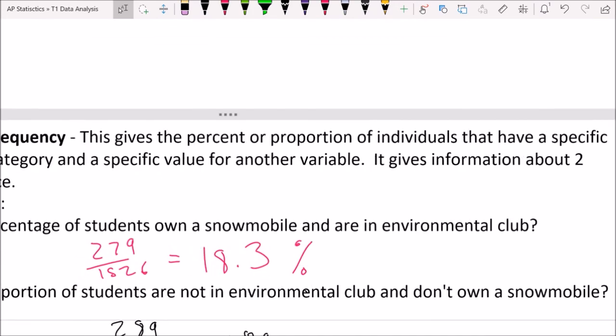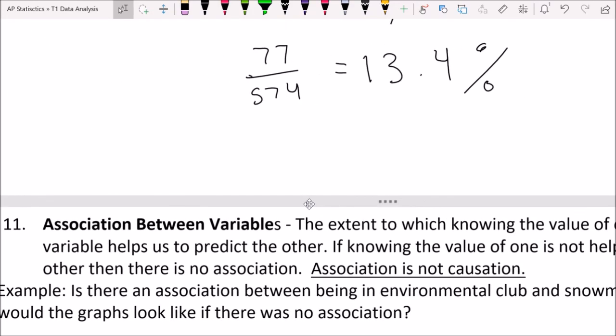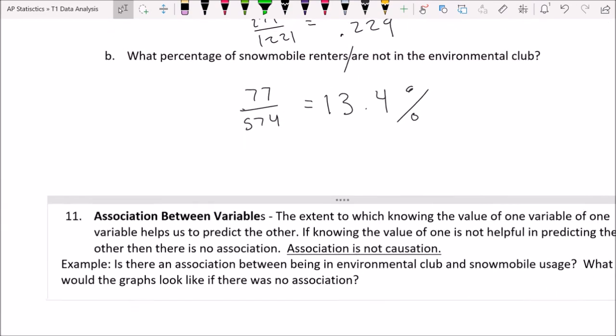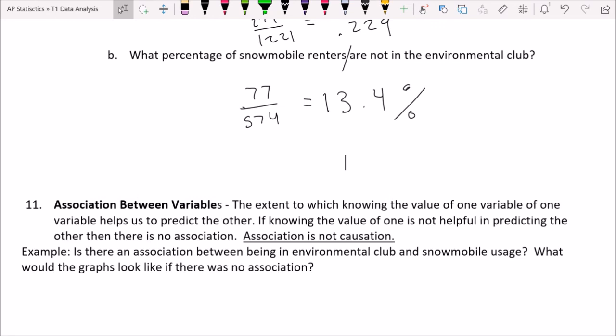Now, I do want to say that association is different than causation. People get this mixed up sometimes without realizing it. We will accidentally think that something has a causal relationship, like being in environmental club causes you to not own a snowmobile, and that is not necessarily the case from what we see here. So please be aware that this is not saying that one caused the other, it's just saying that there is definitely some relationship between the two.